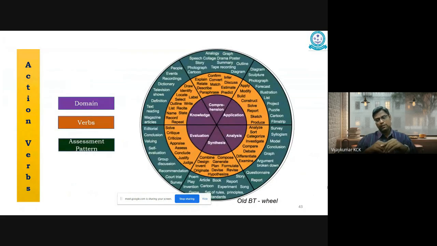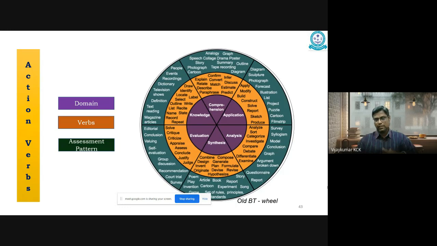So this is the old Bloom taxonomy wheel. The center circle represents the domains of cognitive skills. That is knowledge, which is nothing but remember; comprehension, understand; application, apply; analysis, analyze; then synthesis and evaluation, which we interchange in the new form. So that is the cognitive domain. The next is the verbs used, followed by the assessment pattern. It has already been tried, but the assessment pattern as well as the action verbs have all changed.